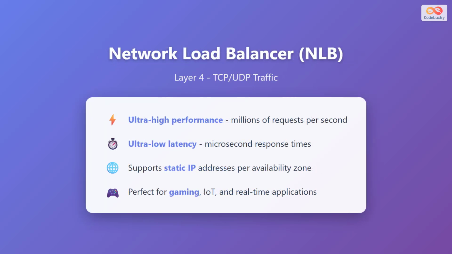The Network Load Balancer is built for extreme performance and operates at Layer 4, the transport layer. It can handle millions of requests per second while maintaining ultra-low latency, often in the microsecond range. Unlike ALB, NLB makes routing decisions based on network information rather than application content. It supports static IP addresses for each availability zone, which is useful when your clients need to connect to fixed IP addresses. This makes NLB perfect for gaming applications, Internet of Things devices, and any real-time application that requires the fastest possible response times with minimal delay.